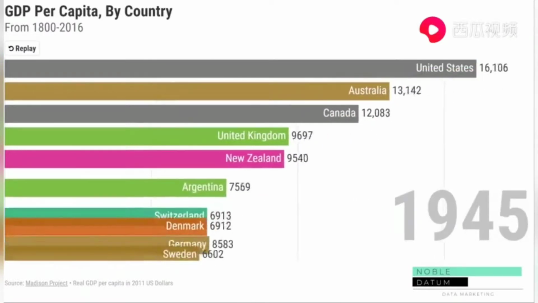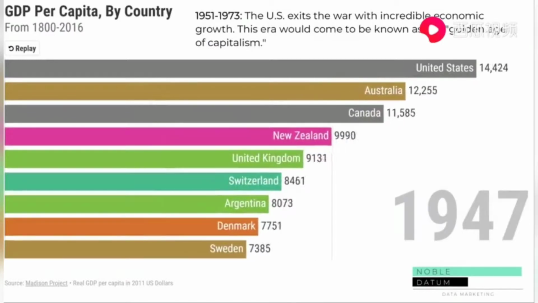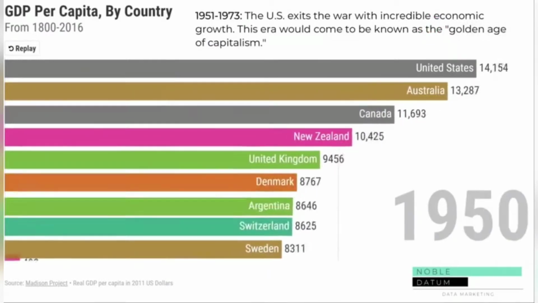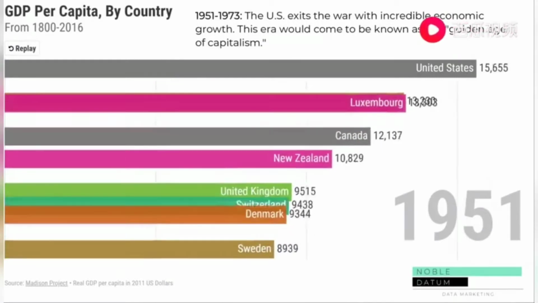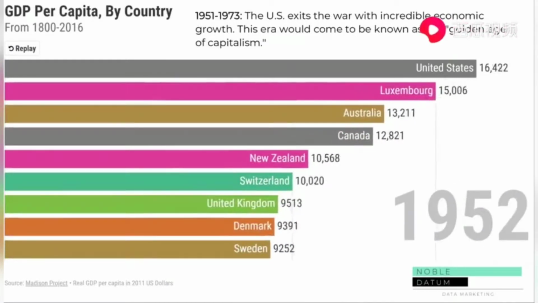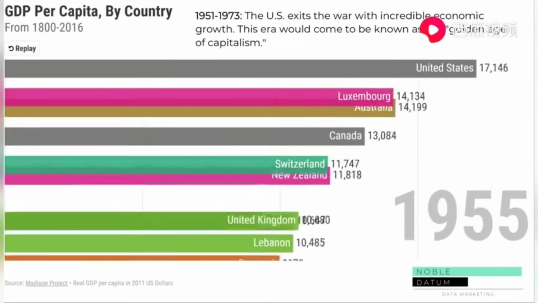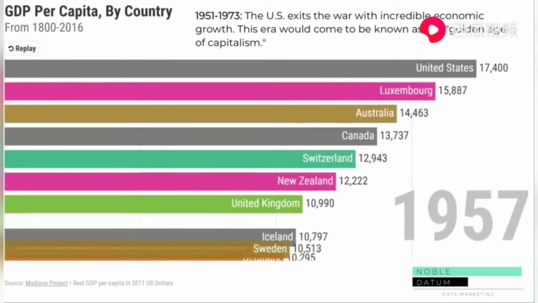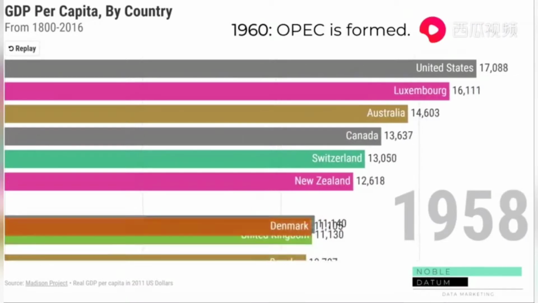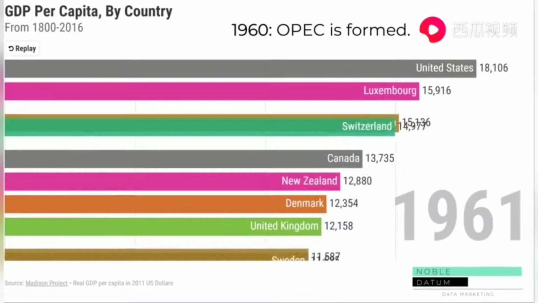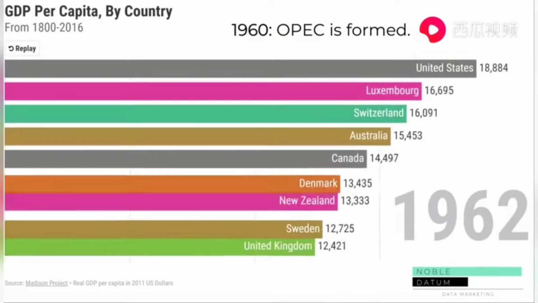The US exits the war with incredible and sustained economic growth. The preceding years are marked by massive leaps in technology, productivity and culture. It will come to be known as the Golden Age of capitalism. In 1960, several of the top oil-producing nations come together to form OPEC.